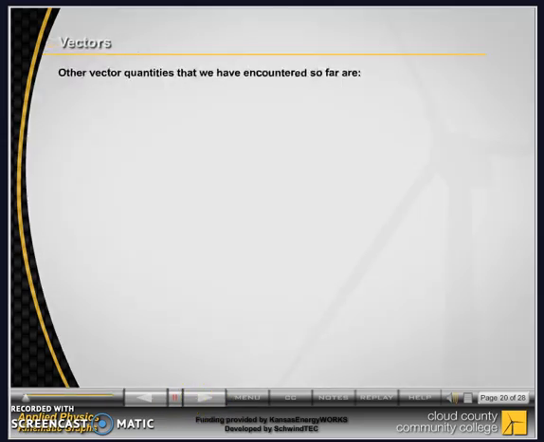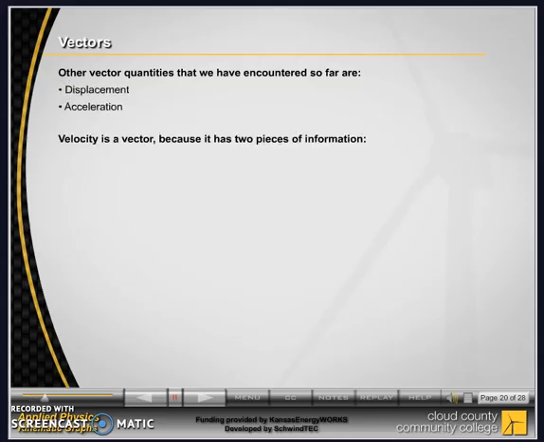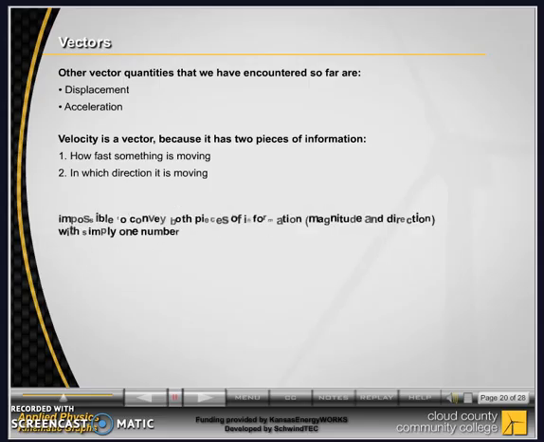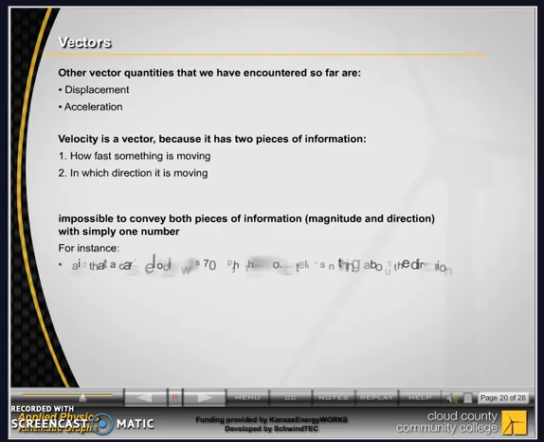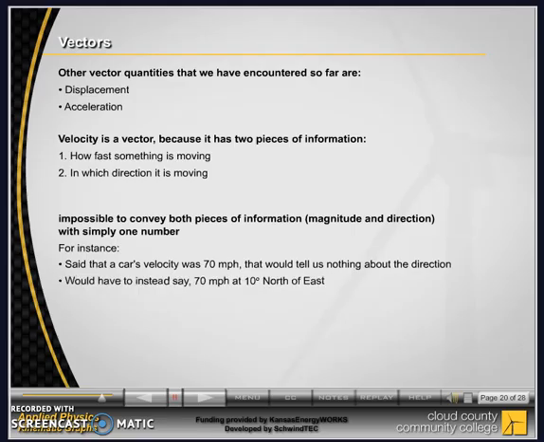Other vector quantities that we have encountered so far are displacement and acceleration. Velocity is a vector because it has two pieces of information: how fast something is moving and in which direction it is moving. It is impossible to convey both pieces of information, magnitude and direction, with simply one number. For instance, if we said that a car's velocity was 70 miles per hour, that would tell us nothing about the direction. So we would have to instead say 70 miles per hour at 10 degrees north of east.